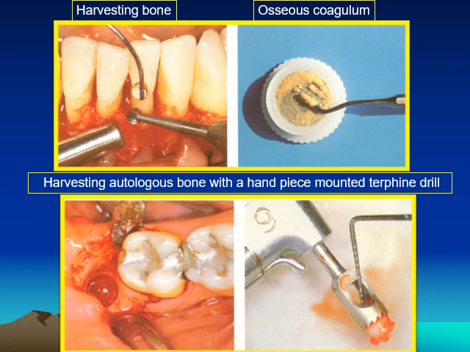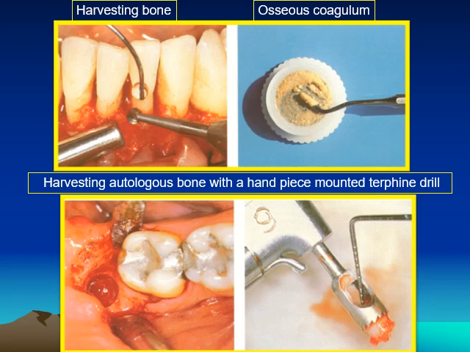In the top left picture, we can see that we can collect a considerable amount of osseous substance on a sterile filter in the evacuation system when a round burr is used for osteoplasty with copious irrigation using sterile saline. On the right, the bone chips are mixed with blood and placed into the defect. This is known as the osseous coagulum and is effective to be used in 2 and 3 wall intrabony defects.